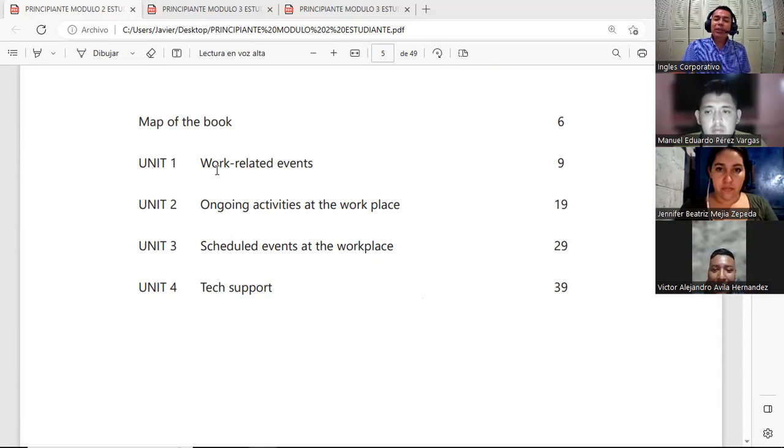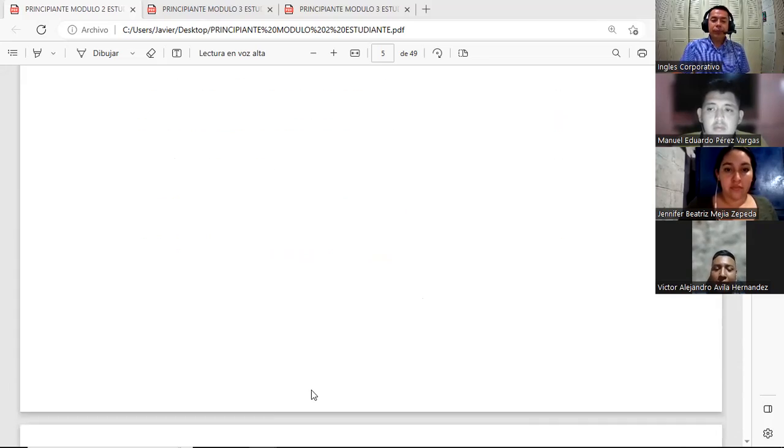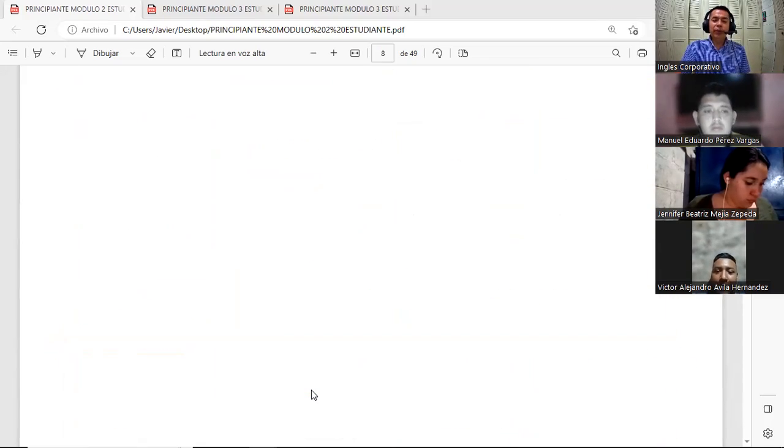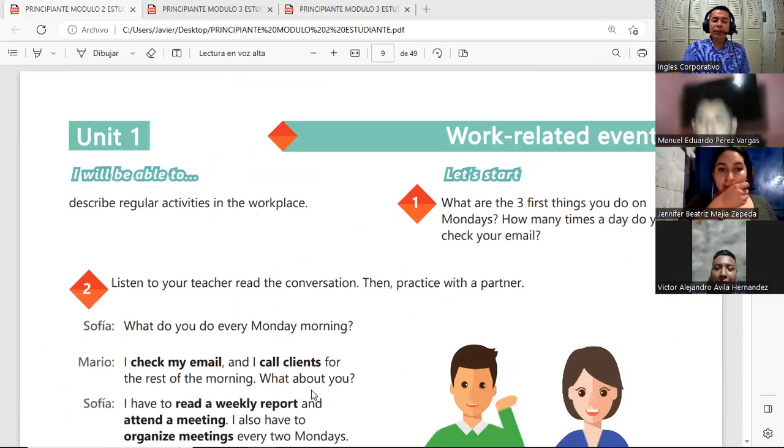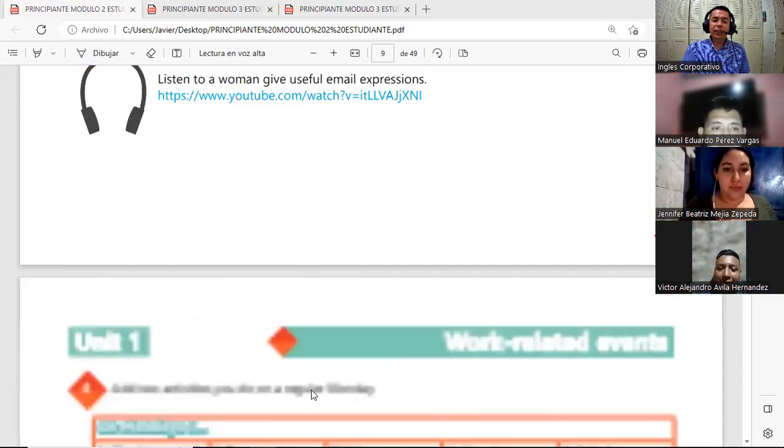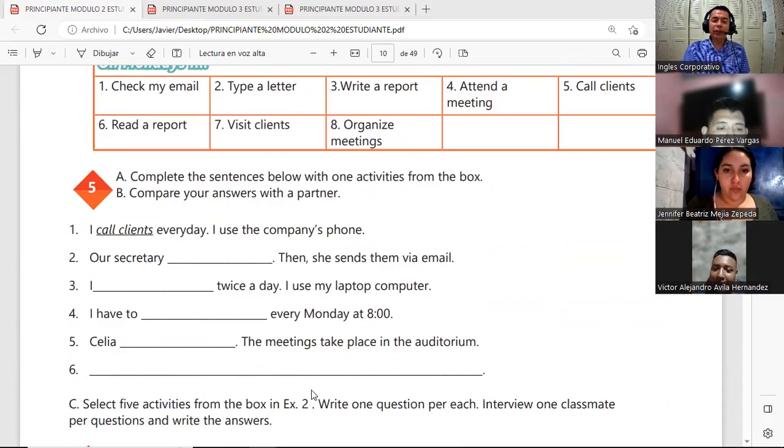Good. So remember, these are the four units, right? Unit one, work-related events. Number two, ongoing activities at the workplace. Number three, scheduled events at the workplace. And number four, tech support, technological. Okay? Good. And today we are going to review the use of unit one, right? And here we have some exercise. Look.